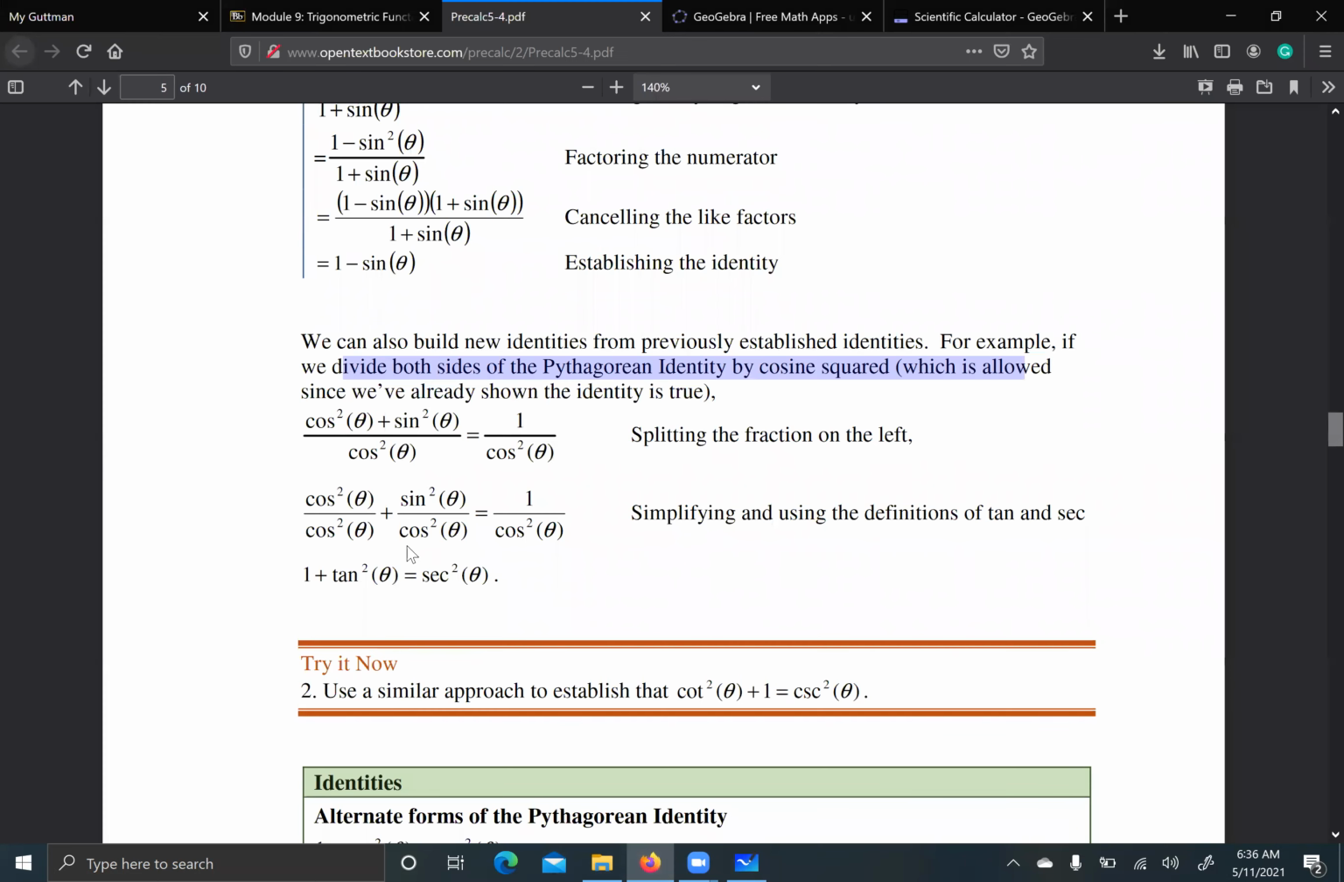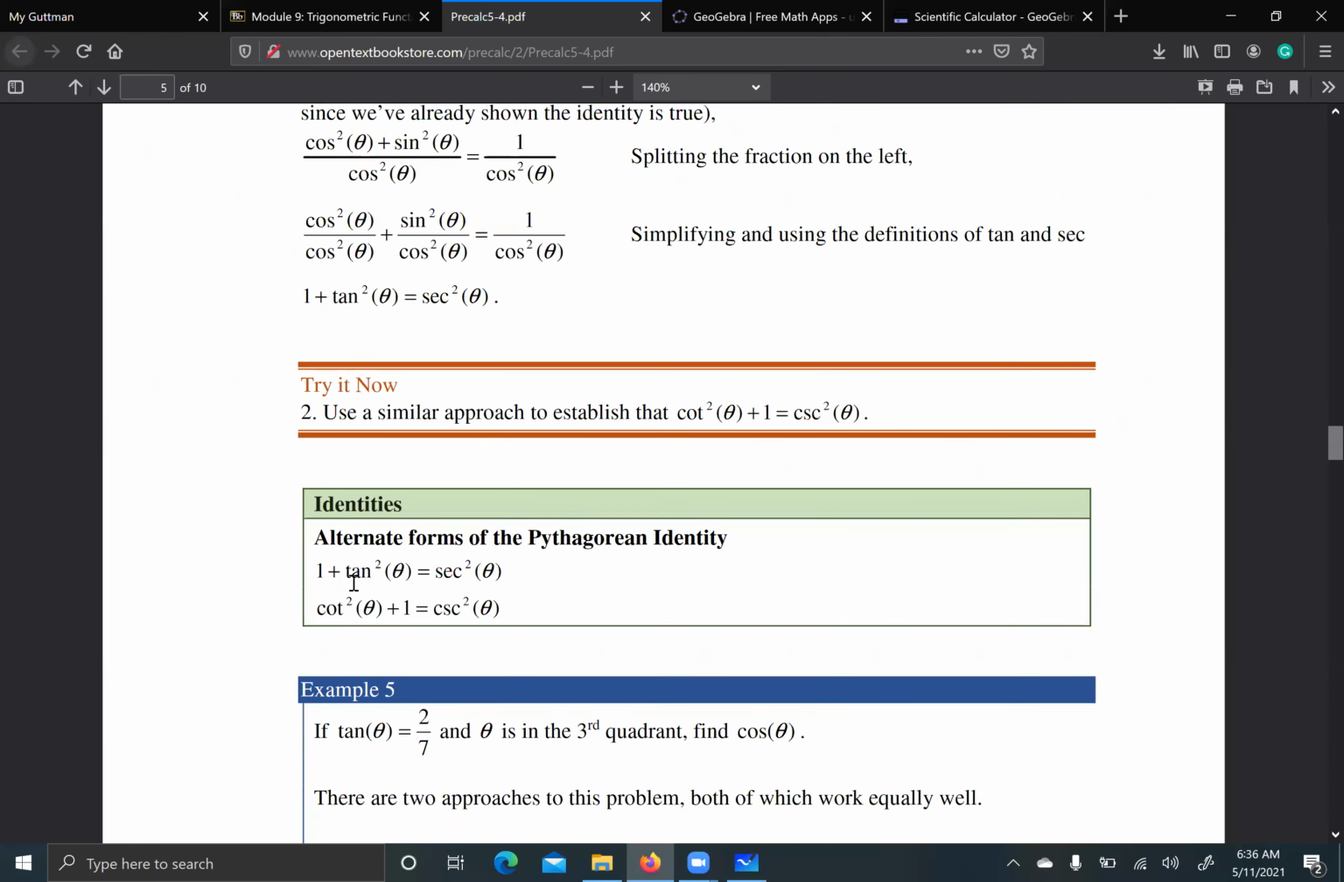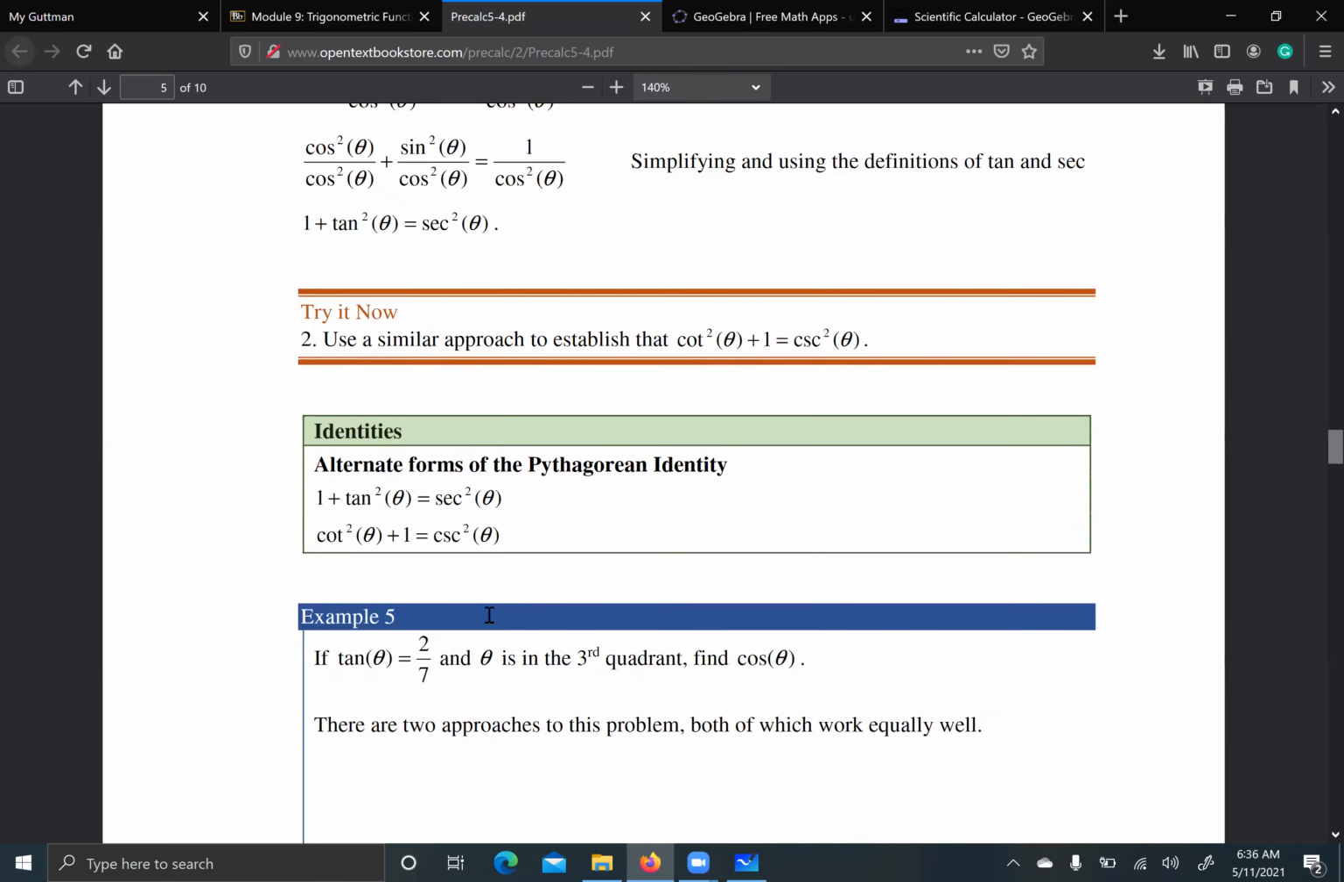And I showed you the proof. We started with the fundamental identity and derived this identity: 1 plus tangent square is secant square. Similarly, you can also derive an identity for cotangent, an identity that relates cotangent square to cosecant square.